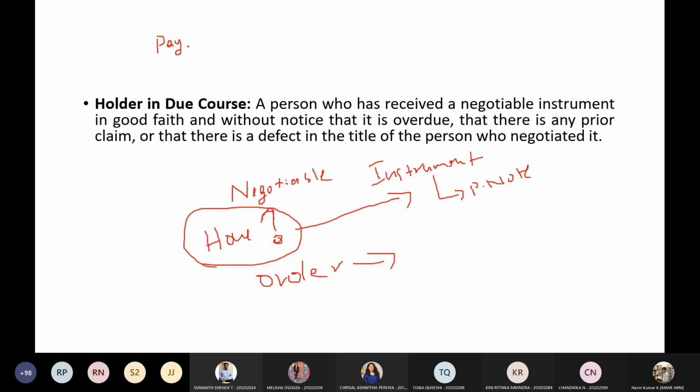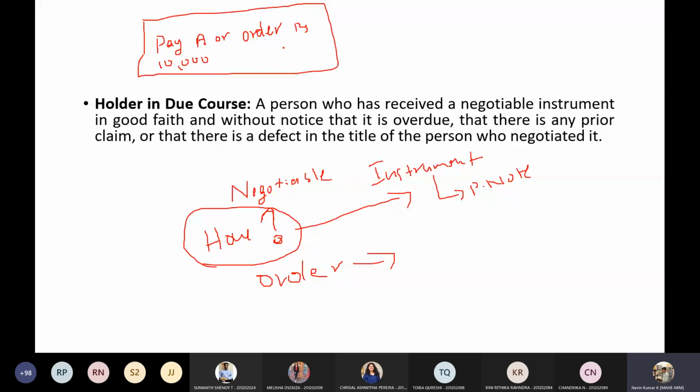the words, pay A or order, rupees 10,000. So that's a bearer instrument or order instrument? This is an order instrument. Order instrument. So what does it mean?